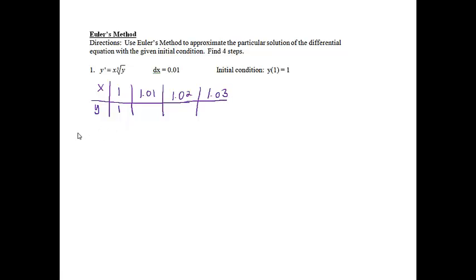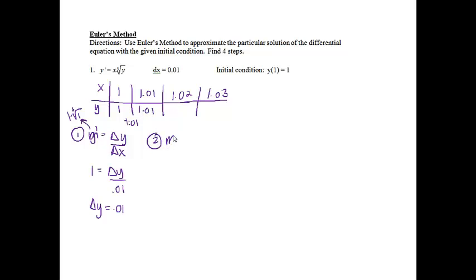My first approximation: m is equal to delta y over delta x. My m is going to be my y prime. To get my y prime, I plug in 1 for my x and 1 for my y, so I get 1 times the cube root of 1, and that gives me 1. So 1 equals delta y over delta x. The change in x each time is 0.01, so if I cross multiply, delta y is equal to 0.01. Since that's positive, we add 0.01 to our y value to get our new y value, and that will be 1.01.